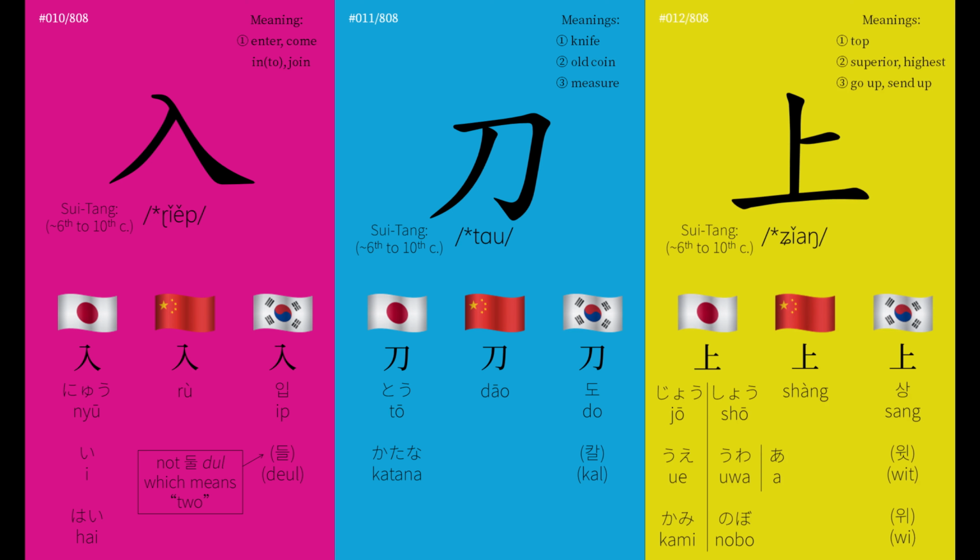The Middle Chinese pronunciation was jiang. This becomes shang in Chinese, jou and shou in Japanese, and sang in Korean. Because the concept of top is so essential, there are many alternative native readings. In Japanese, there are ue, ua, a, kami, and nobo. The Koreans have wit and wi.